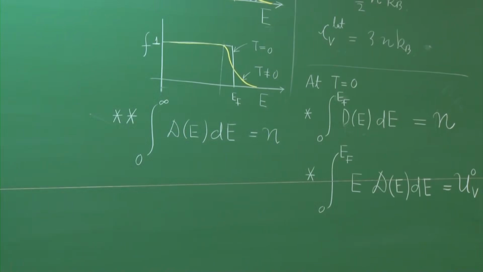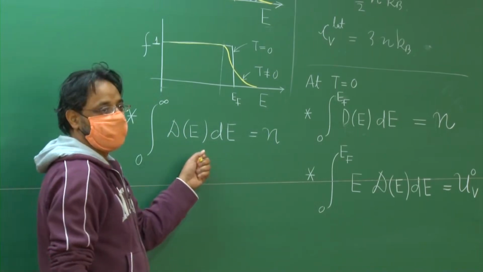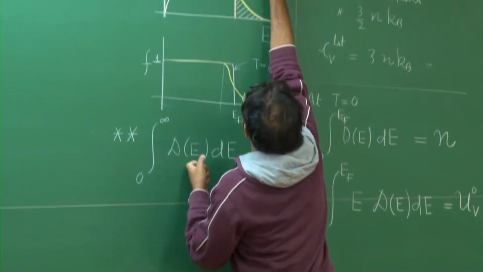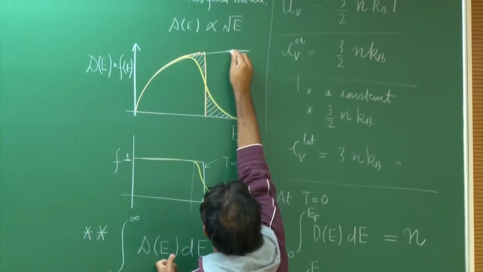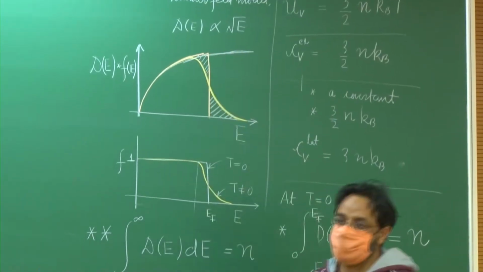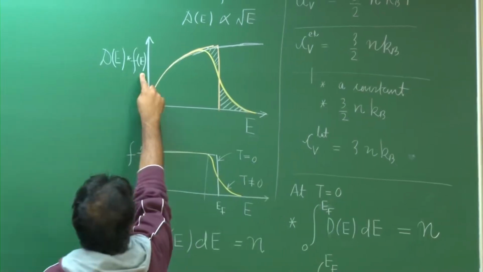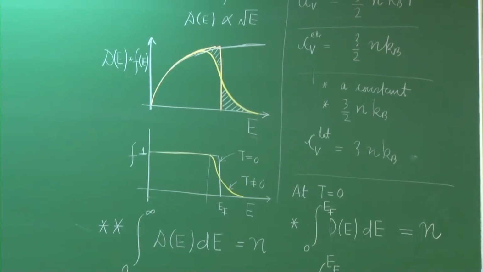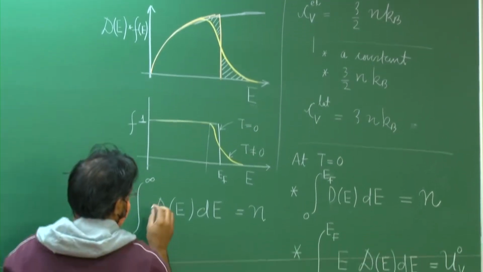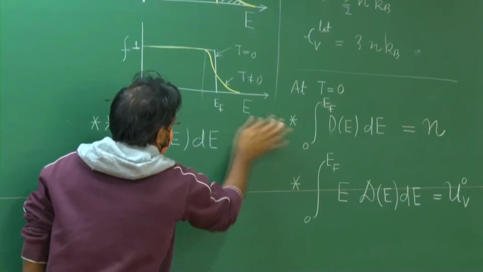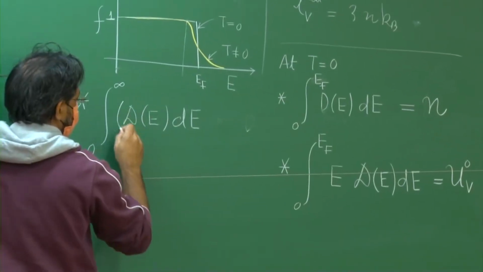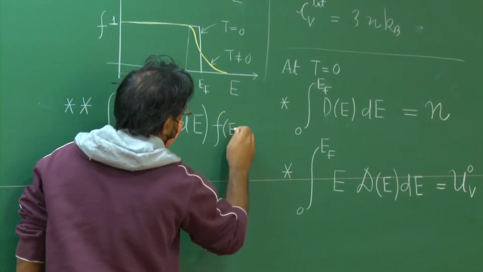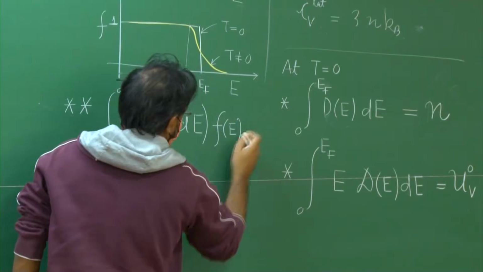But this time, oh sorry, is this correct? Because you see, D(E) is this solid white line. This is D(E). D(E) has nothing to do with your electrons. Unless you multiply D(E) with F(E), you are not talking about the occupancy of these states, right? So now you have to put here the Fermi function also. So this is D(E) dE times the Fermi function, the distribution function F(E). That should be equal to n.